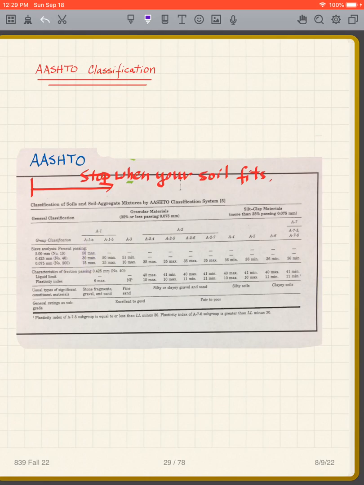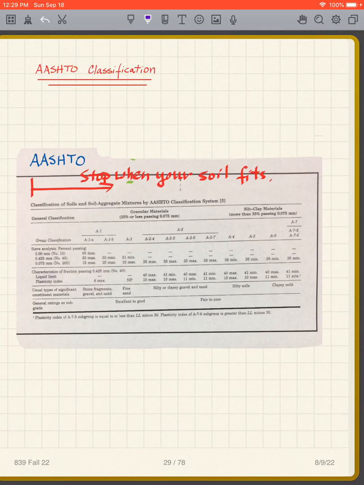And then, for the fraction passing, the fines, I should have a plasticity index of no more than 6.